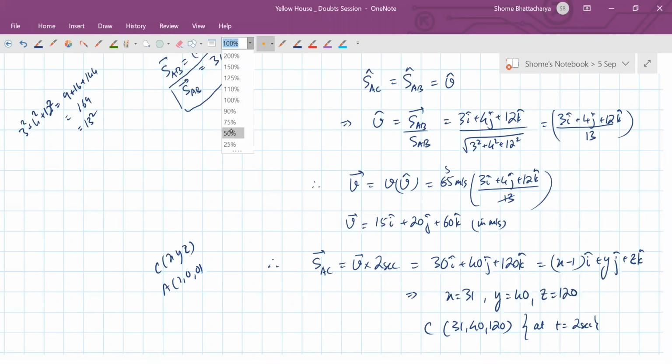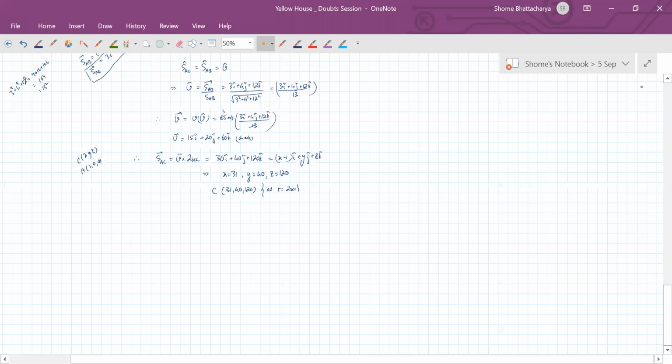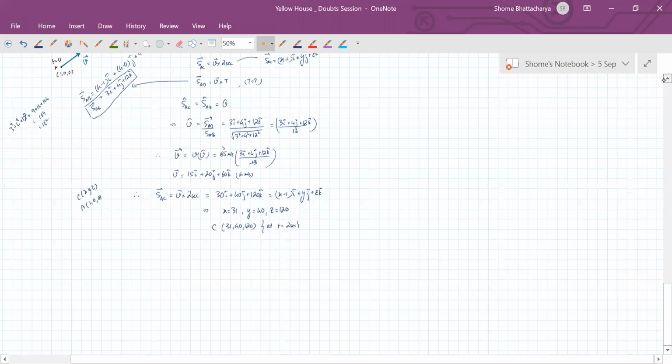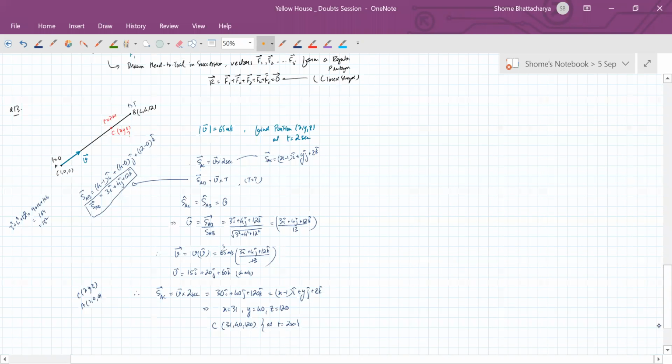Okay. So this is a typical kind of way in which we can make use of vector algebra in a kinematics kind of situation.